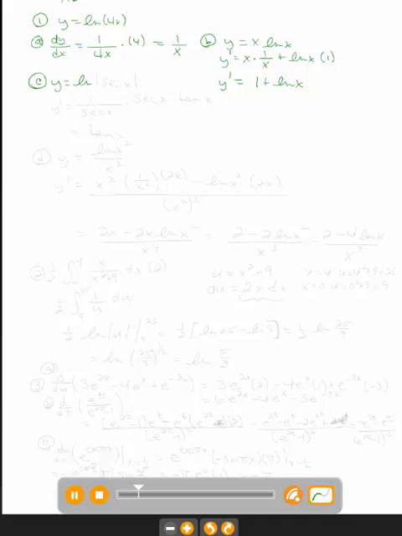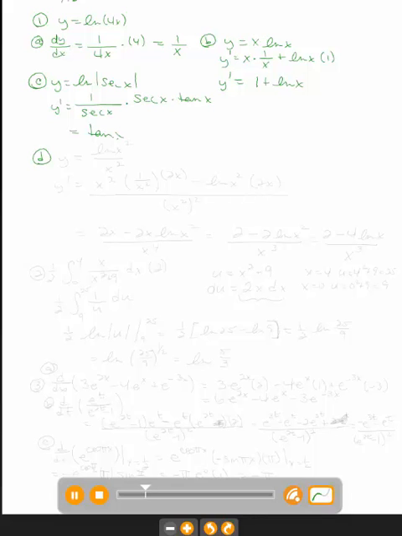Y is equal to the natural log of the secant of x. So the derivative of the natural log is 1 over the secant of x. But then we have to take the derivative of the secant of x, which is the secant of x times the tangent of x. And the secant of x's are going to cancel, so the derivative is the tangent of x.